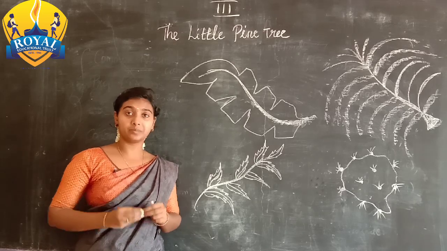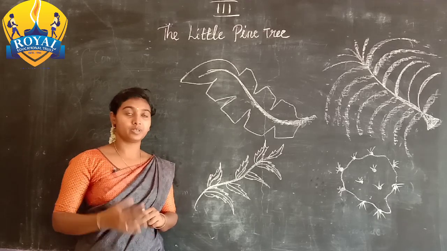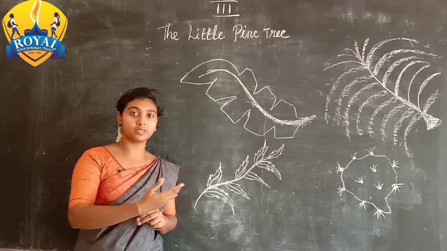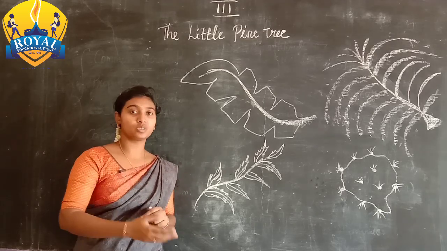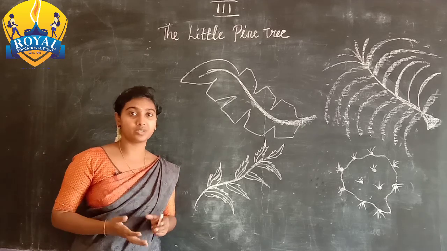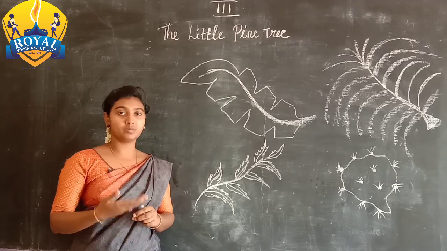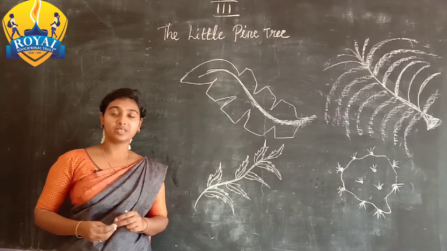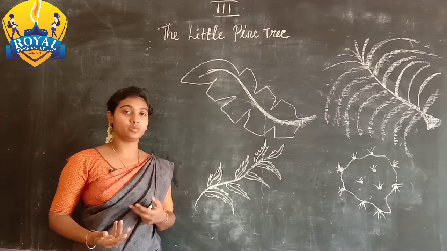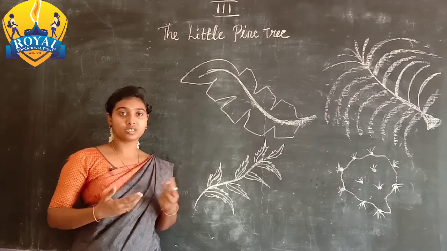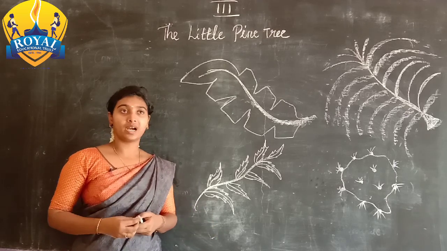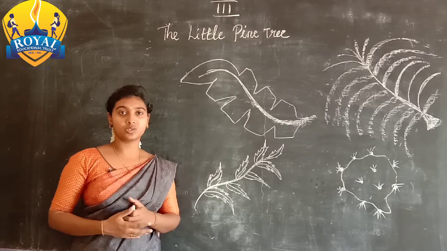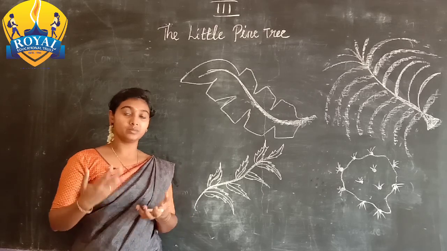Okay, it looks very pretty. While the birds are passing by, the birds are saying to the little pine tree, "You look very pretty." The birds are telling that to the little pine tree. The pine tree was very happy because it looks very beautiful. Then what happened? The whole day he enjoyed his beauty.